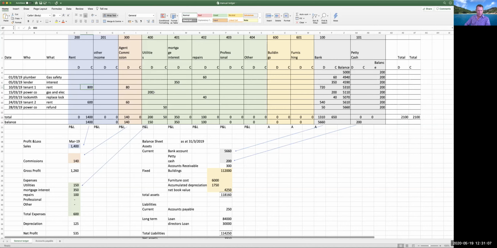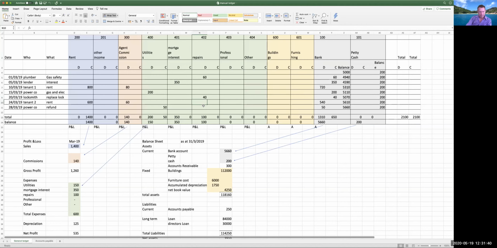Carrying through, we've got gas and electric being paid. On the 15th, we can see there's £200 credit in the bank account, and we've put £200 on the debit column of utilities. We then have some repairs. We have £40 to the locksmith to replace some locks. Again, a very similar situation: £40 credit on your bank account, reflecting £40 in your repairs account.